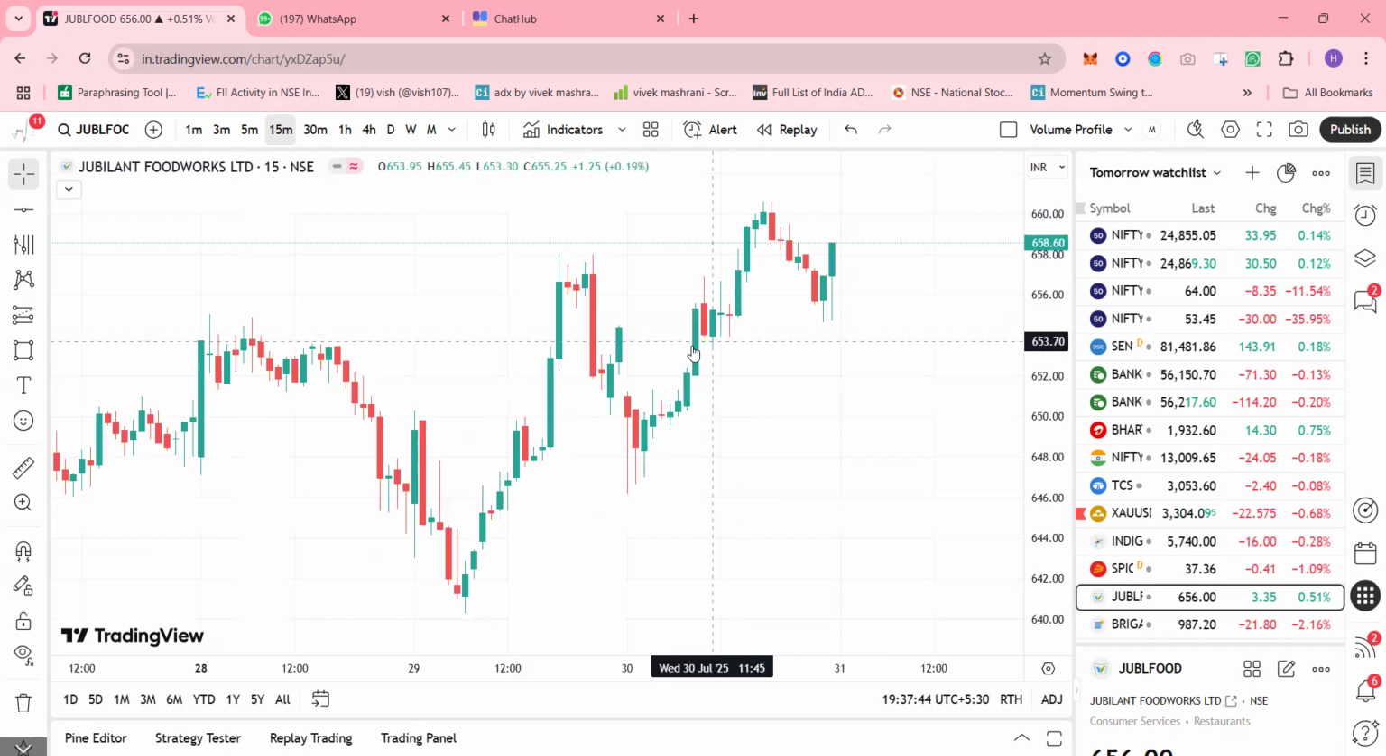So let's see for today. This was the 15 minutes candle. In stocks, I would generally recommend going for the 15 minutes, or even the 5 minute is fine. So let us take it for testing purpose. 650 was today's closing price. Here you can see, it would have given a good trade actually.